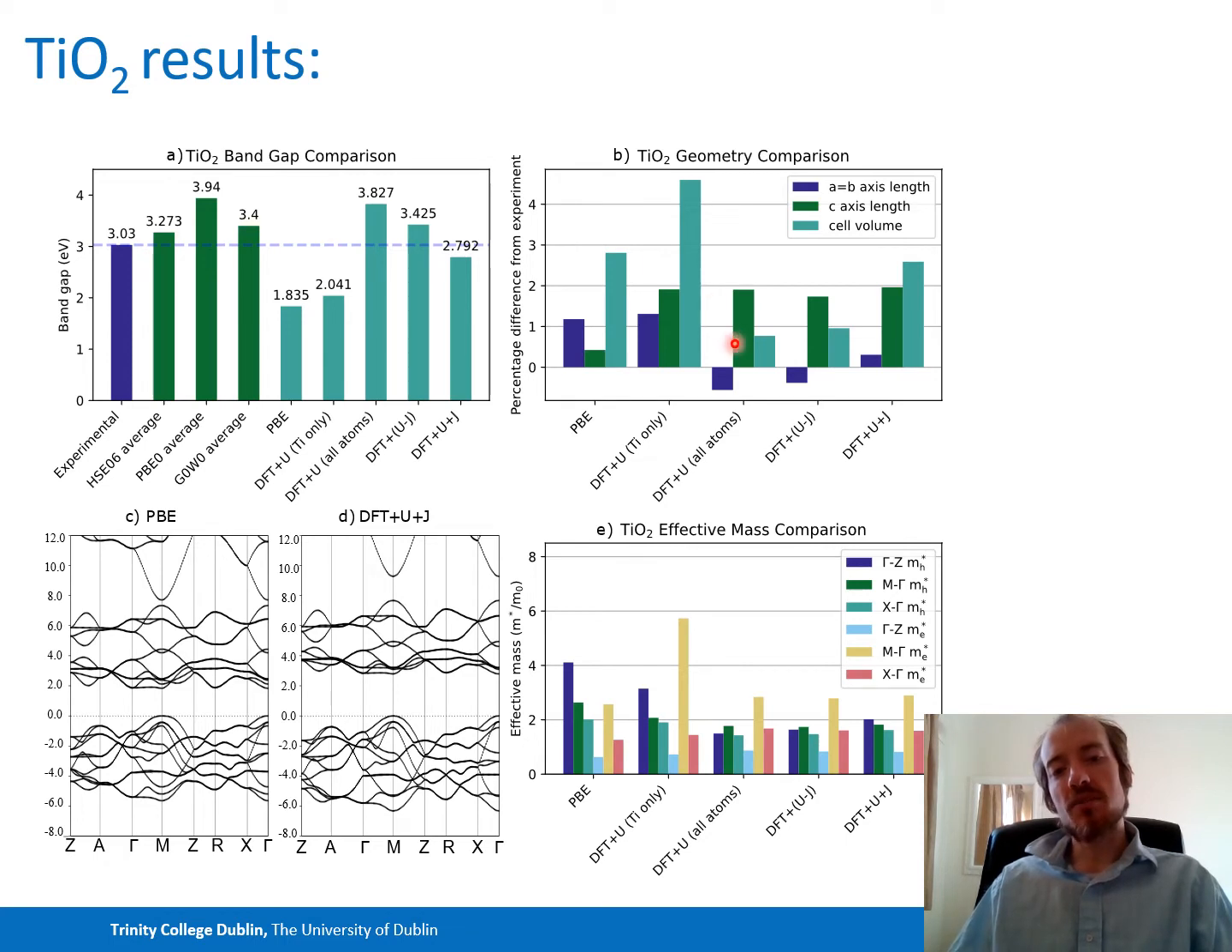So the next question is, does this distort the geometry? And the answer is no. The PBE and the DFT+U+J have about the same volumetric error. The only distortion is if you put the U on the titanium but not the oxygen atom. Does it distort the band structure? Not really either. If you look at it, you can visually see that they're pretty much the same, and that's reflected in the effective mass values.